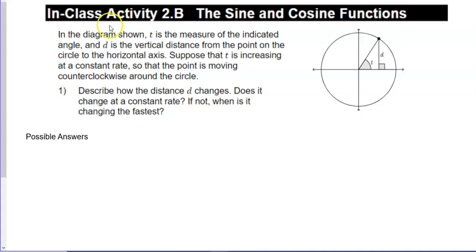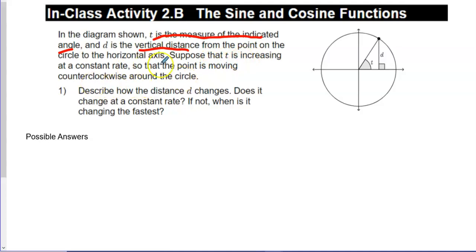Math 193 in class activity 2, the sine and cosine functions. In the diagram shown, t is the measure of the indicated angle, and d is the vertical distance from the point on the circle to the horizontal axis.